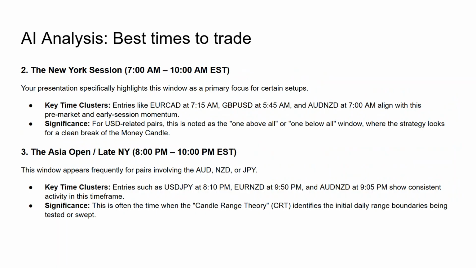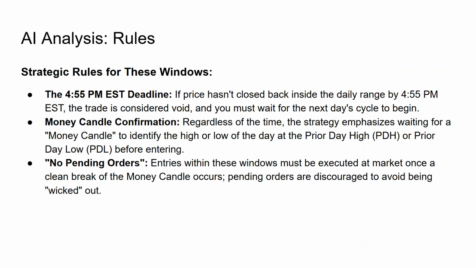Second best time to trade was the New York session between 7 and 10 a.m. for pairs like Euro CAD, Euro Dollar, Aussie New Zealand. So that was in there, and also USD related pairs as well. And lastly, lowest probability odds were between 8 to 10 p.m. Typically, that's for Aussie, New Zealand, or yen. So, sometimes the timings can correspond with the pair that you're trading.